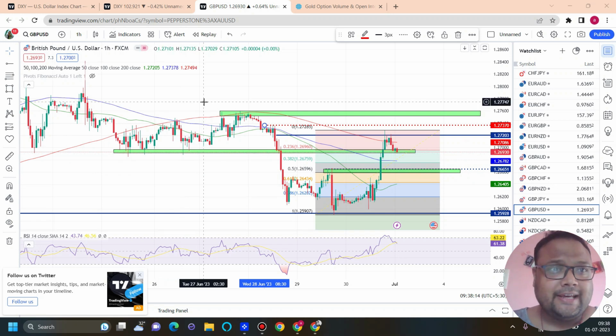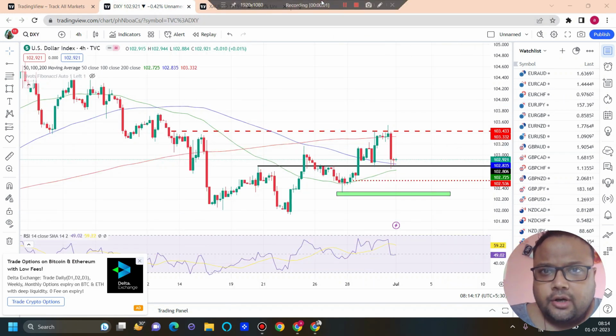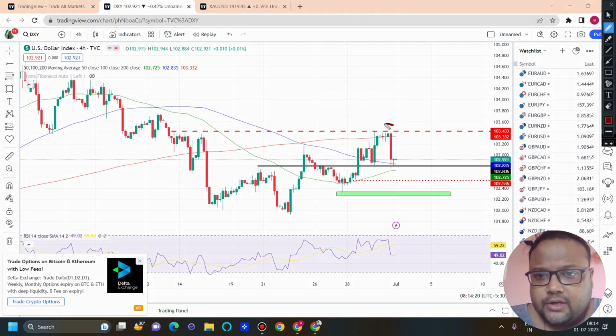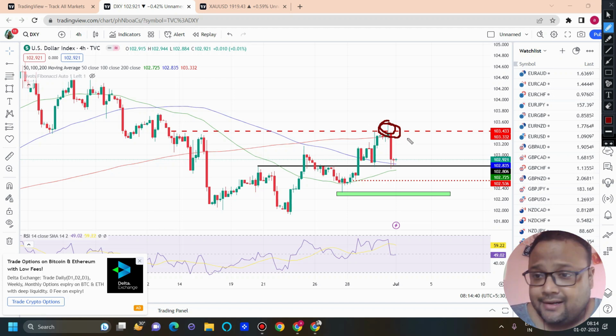First of all, DXY US dollar index. Yesterday we talked about the importance of DXY to cross this level here to continue the uptrend. The level of 103.44, 103.55. DXY tried to cross the level, made a high of 103.53, but it failed to sustain. After that, we saw price rejection from above followed by a big red candle. Ultimately, DXY settled at 102.92. This is the last traded price of DXY.